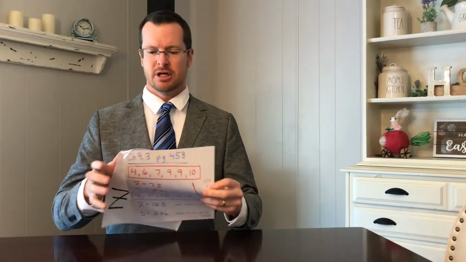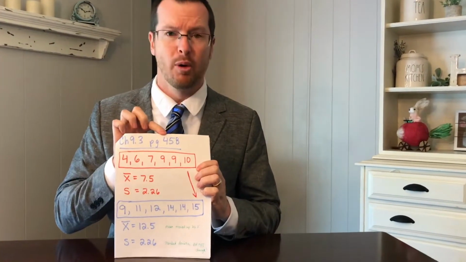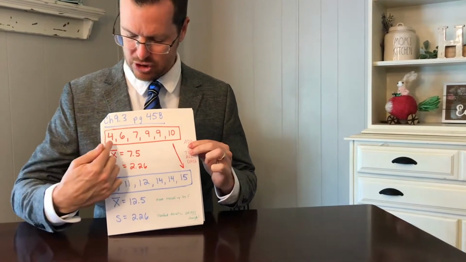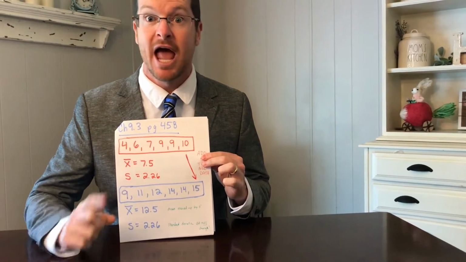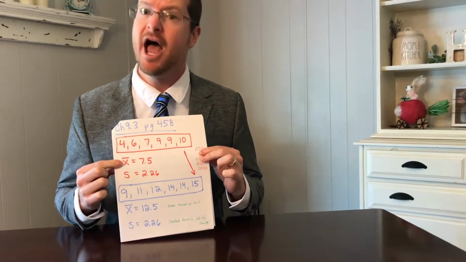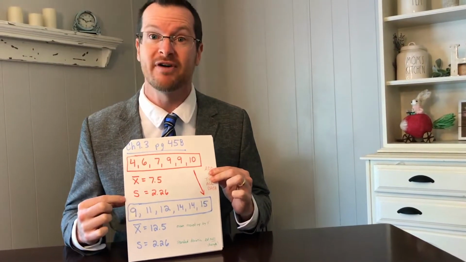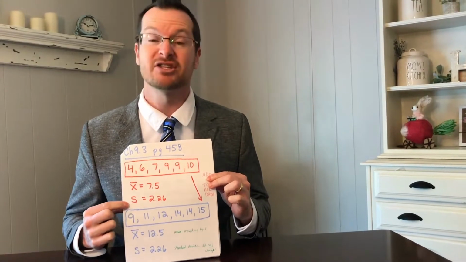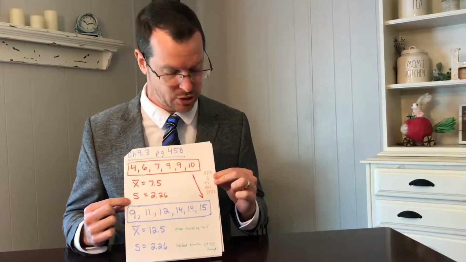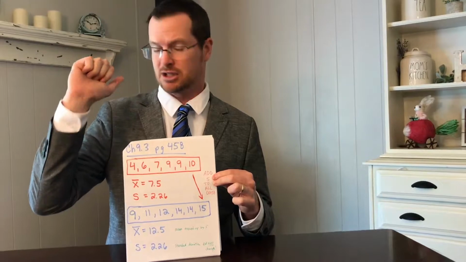If you notice, here on page 458 of Chapter 9.3, we start off with a load of data. And that data has a mean, or an x-bar, of 7.5. That's the average. And it also has a standard deviation of 2.26, which we learned about last time.